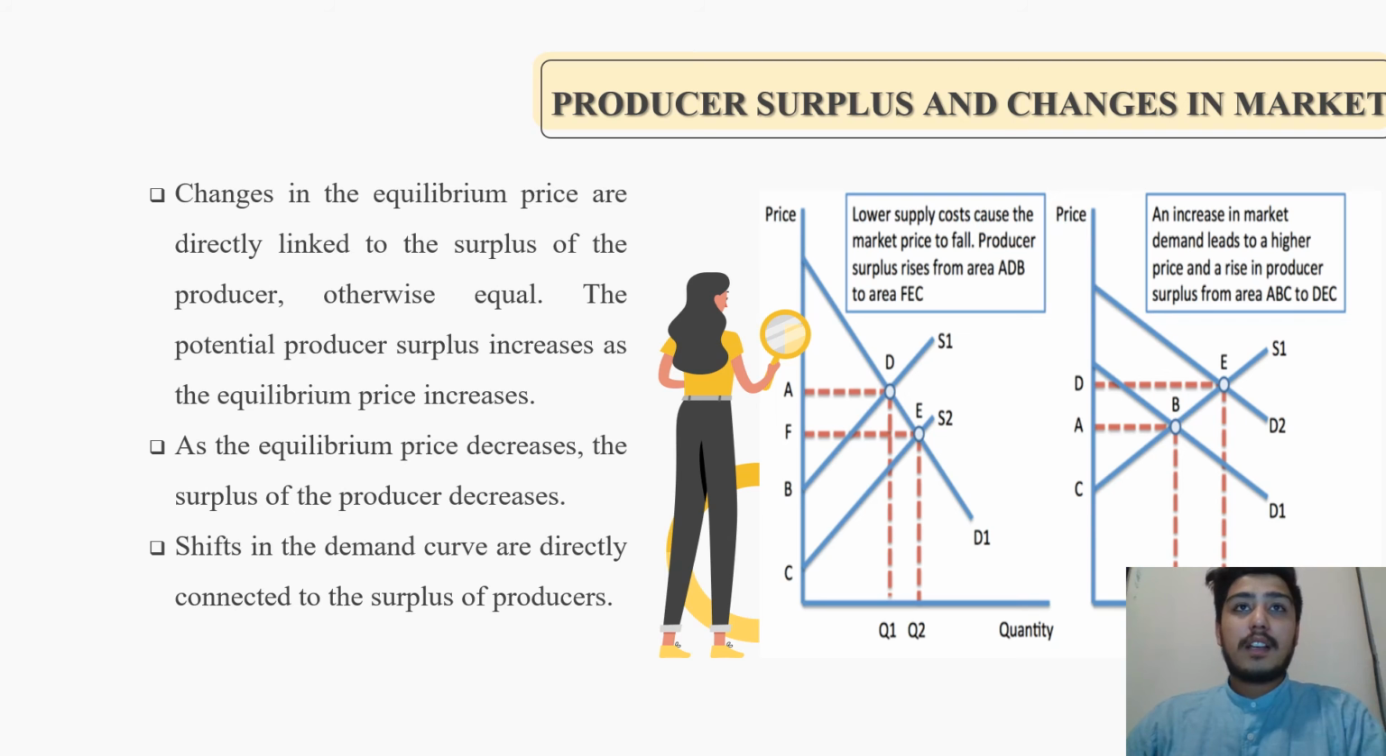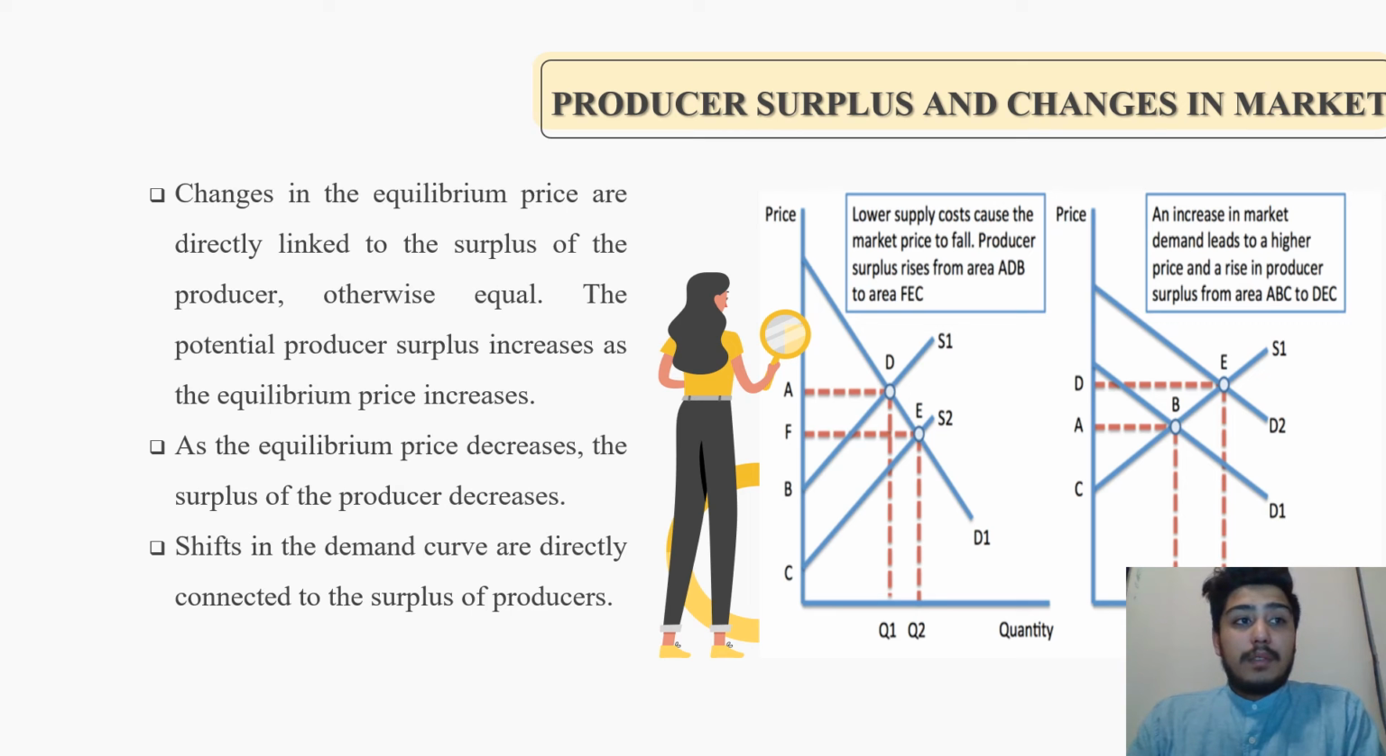Moving on, the next slide is about producer surplus and the changes in the market. The changes in the equilibrium price are directly linked to the surplus of the producer. The producer surplus increases as the price increases, and obviously as the equilibrium price decreases, the surplus of the producer also decreases. I'll give a short explanation of the figure shown in the slide. As shown in figure 1, as the market price for goods or services changes, so will the producer surplus.